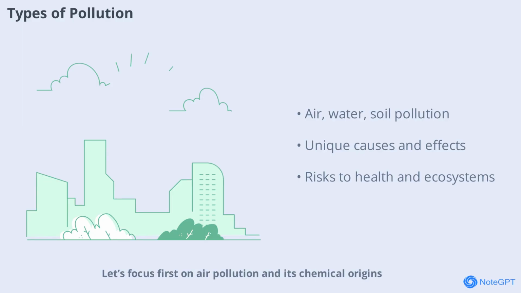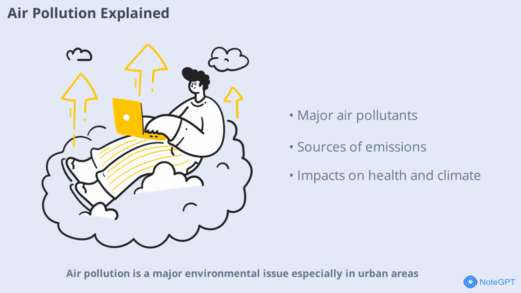Let's focus first on air pollution and its chemical origins. Air pollution is a major environmental issue, especially in urban areas. It's caused by the emission of pollutants like carbon monoxide, sulfur dioxide, nitrogen oxides, and particulate matter. These substances come from vehicles, factories, power plants, and even natural events like wildfires or volcanic eruptions. Once in the air, these chemicals can react with sunlight and other compounds, forming smog or acid rain. Air pollution not only harms our lungs but also affects climate and weather patterns. Next, we'll look at the chemistry behind these pollutants.